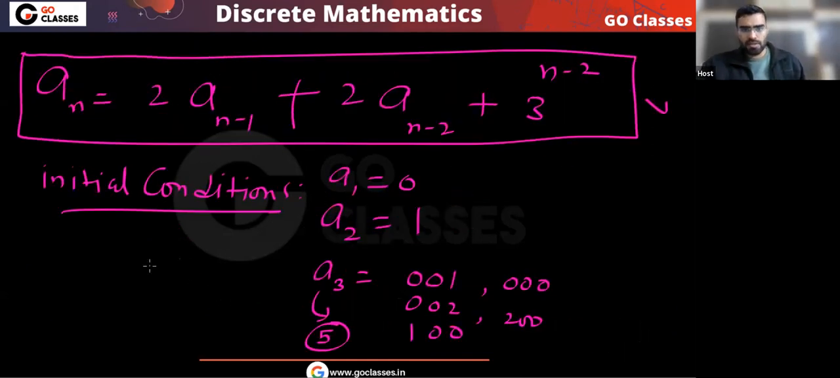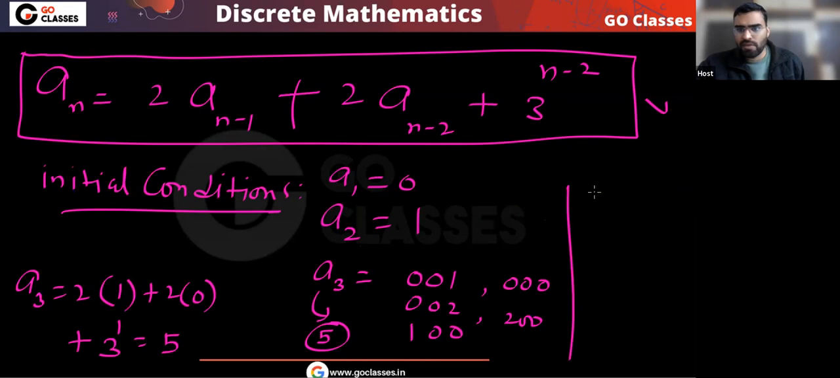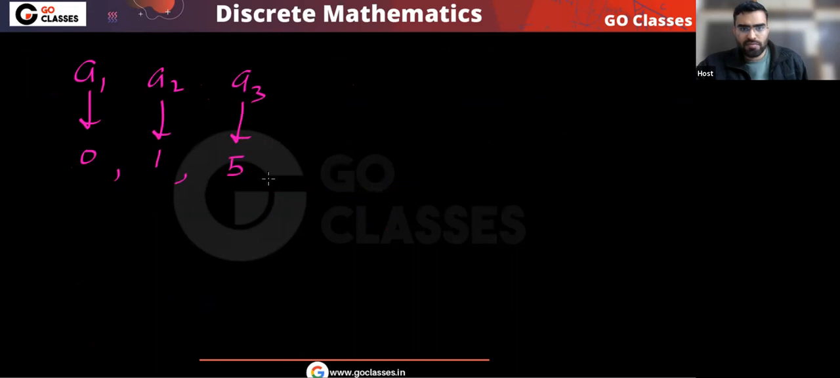Can you tell me? Here you can notice A3 is 2an minus 1, which is A2, plus 2 times 0, plus 3 power 1. You can notice this is also 5. So you can find A3, that is 5, and so on. You can find A4, A5. Basically, this is the recurrence relation for this sequence. You have A1, which is 0, and A2, which is 1. Now you have A3, which is 5, and so on.